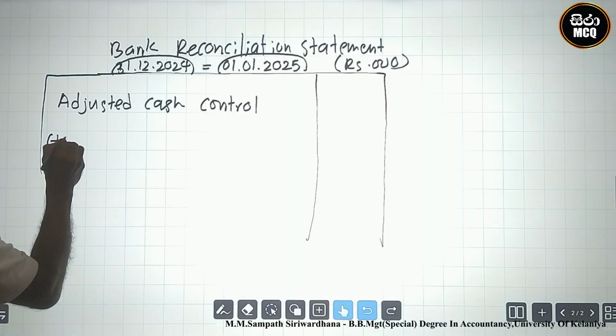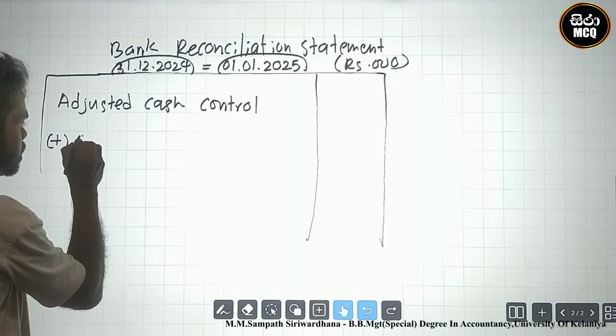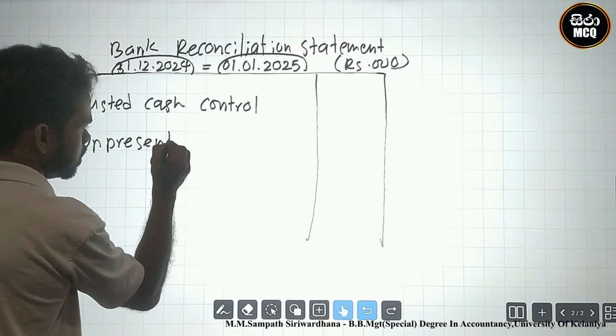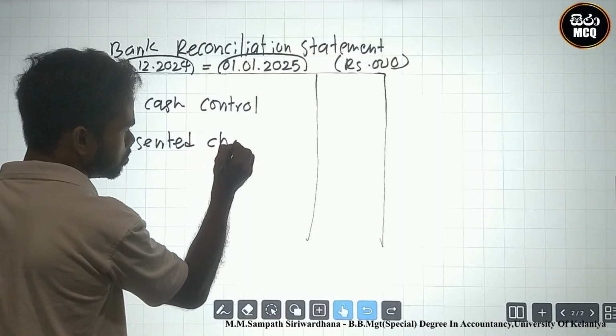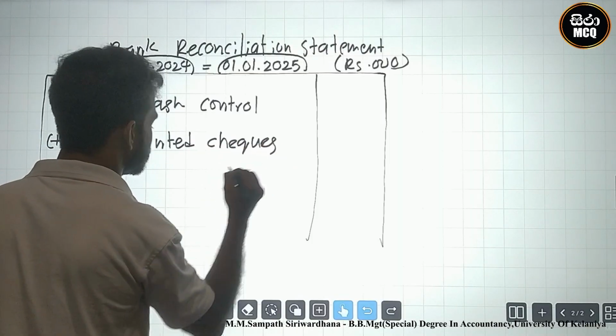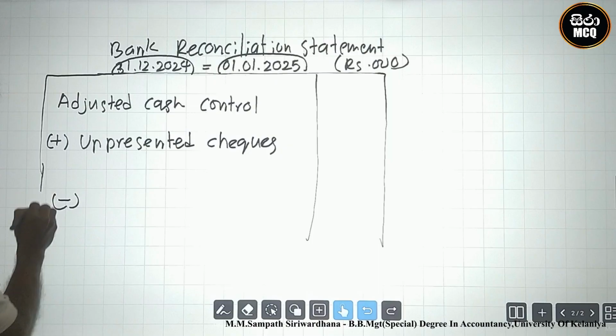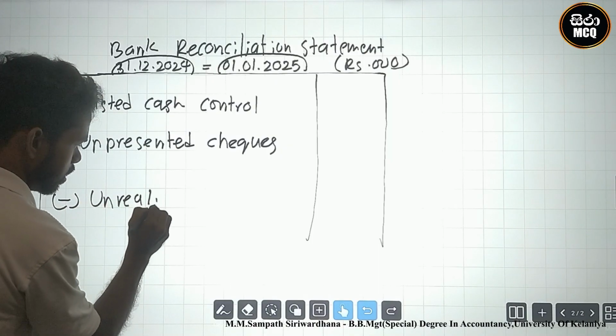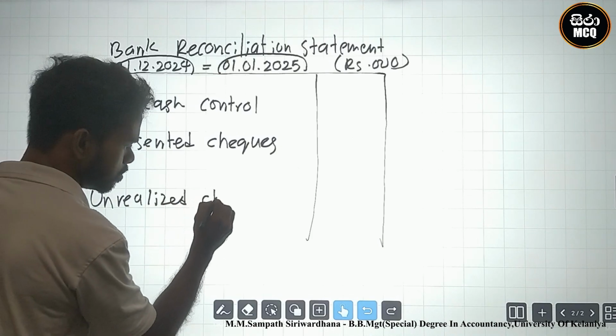We add unpresented checks. What are they? Unpresented checks. We deduct unrealized checks. What are they? Unrealized checks.